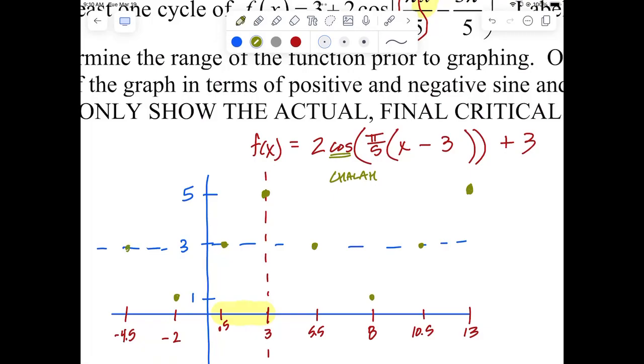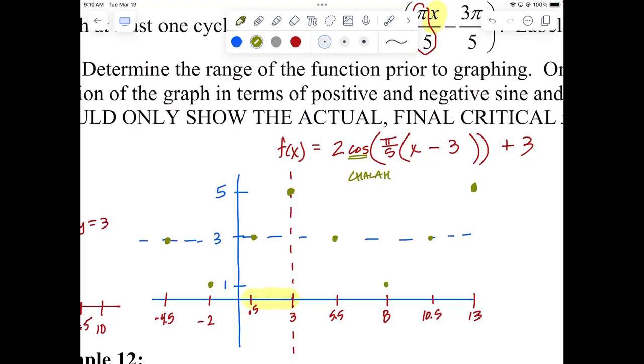Okay, and then I go back up to the axis right there. And if I wanted to get 2 cycles, I just need to go one more point to the left or to the right. But that's enough. You get the idea, right?